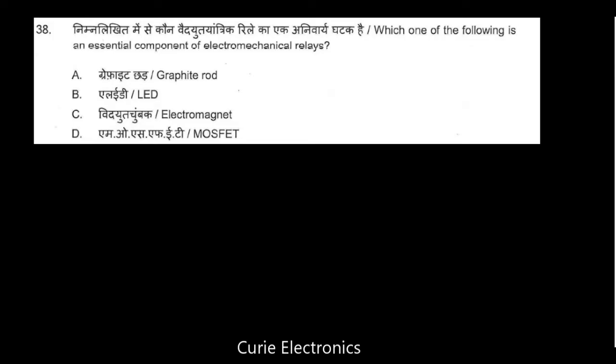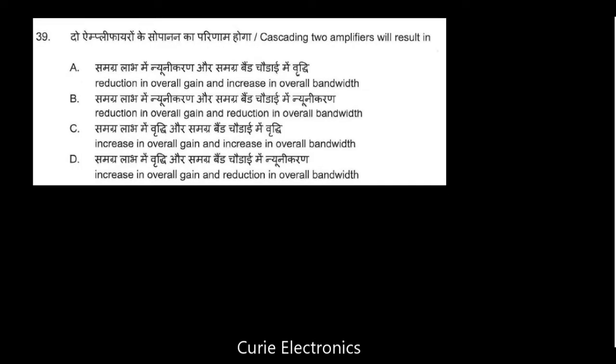Question 38. Which of the following is an essential component of an electromechanical relay? In an electromechanical relay there is a coil, an electromagnet. This electromagnet gets magnetized and pulls the switches, that is the contacts. Electromagnet is an essential part of electromechanical relays.